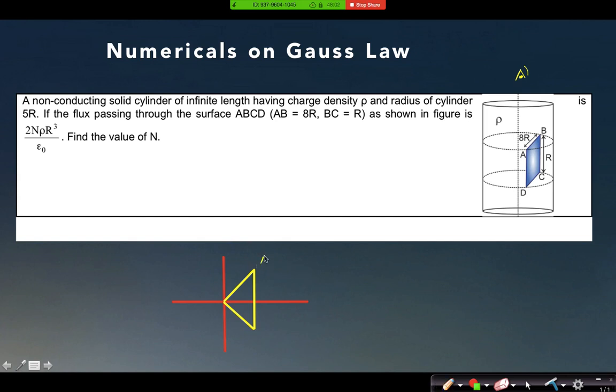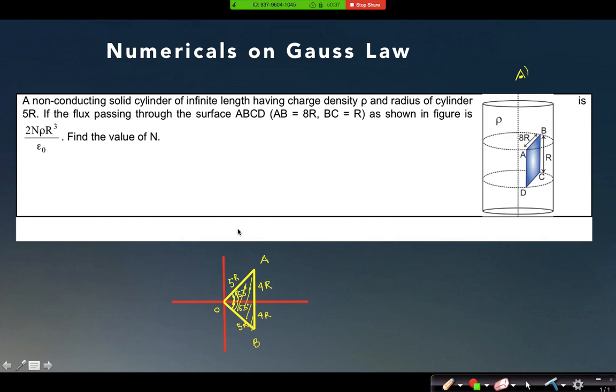Can you visualize this top face of this ABCD surface? Everyone? Okay. From the top view, is this figure clear? OAB. From the top view, this AB is the plate. This length AB is 8r, and the radius is 5r. Clear? From the top view.